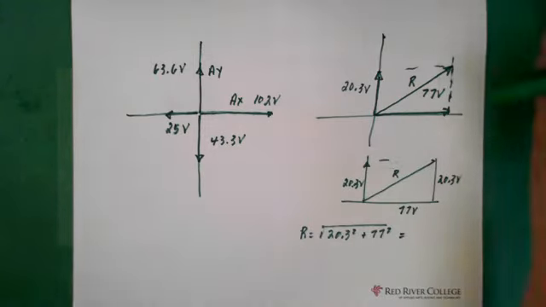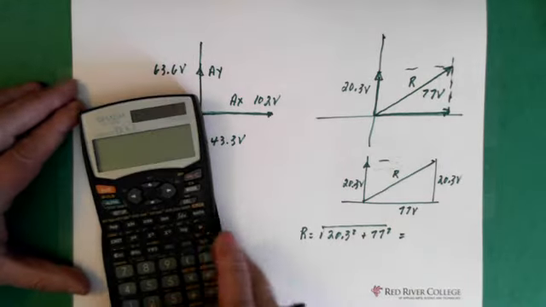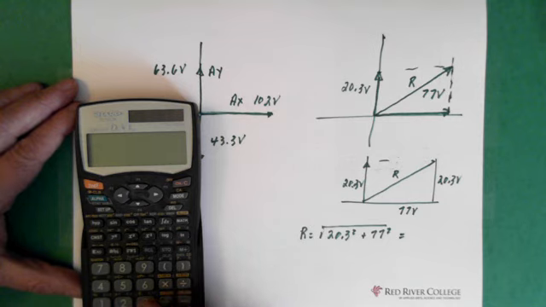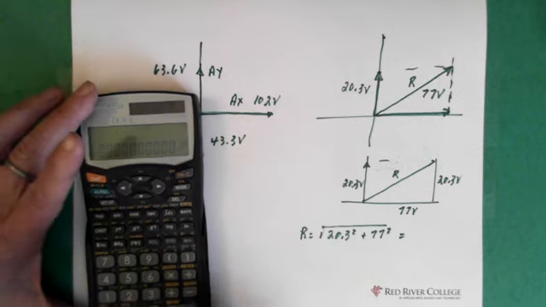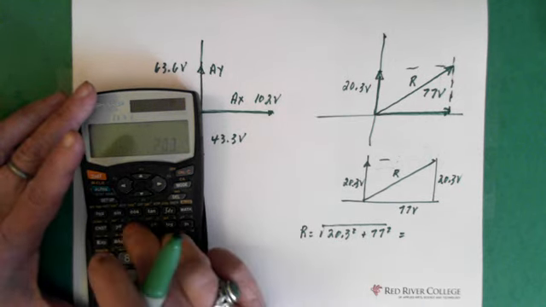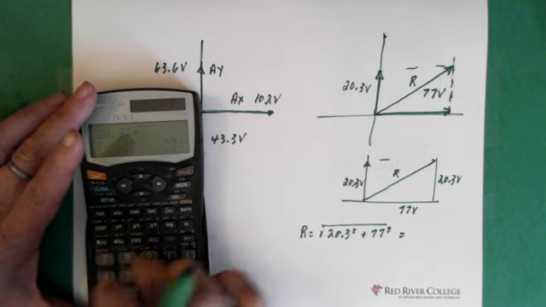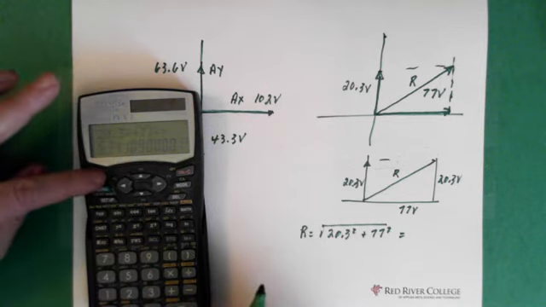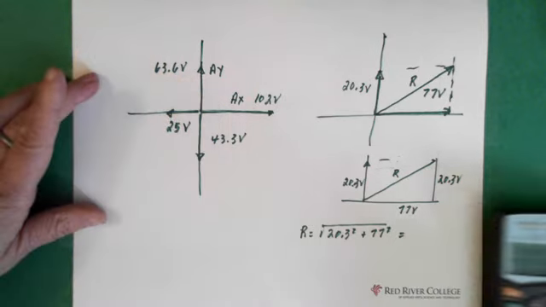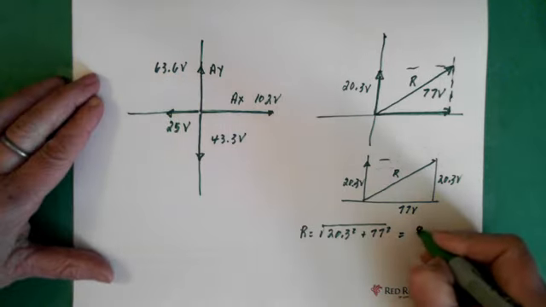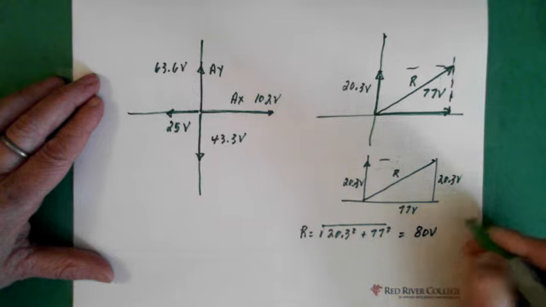let me see, where did that go? Calculator. 20.3 squared plus 77 squared equals, and then square root. Of course, it helps to turn the calculator on. So 20.3 squared plus 77 squared. We end up with 79.6, so we'll go with 80 volts, all right? So we end up with a resultant of 80 volts.